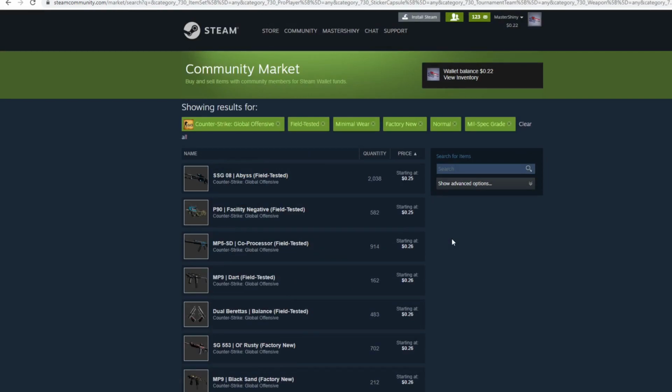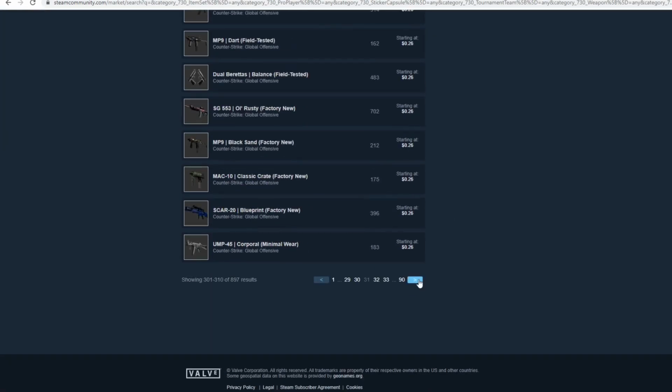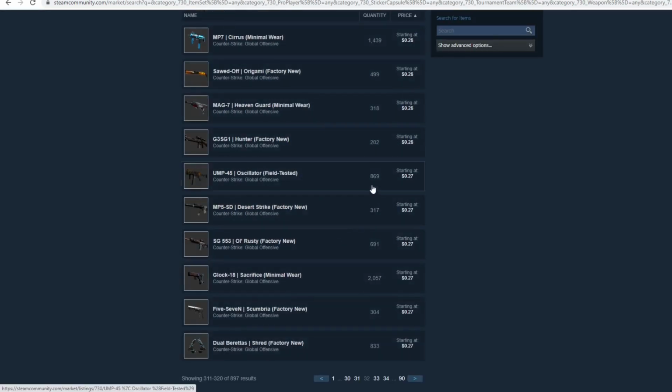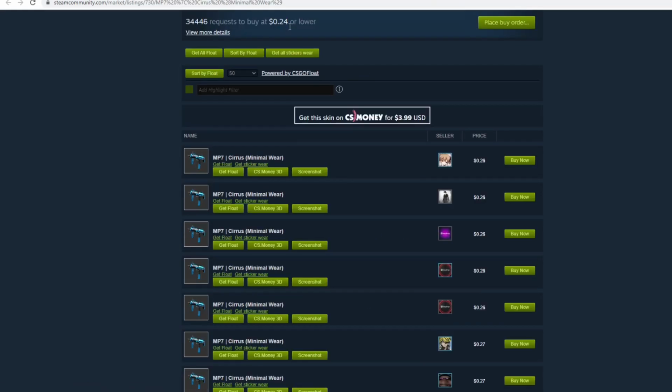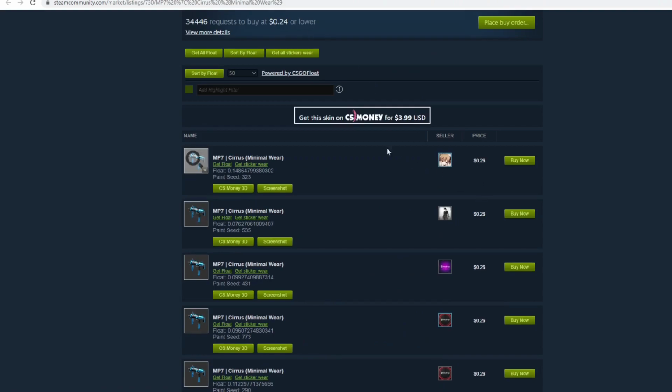So what I like to do just to find these skins is I'll go through the price range of about 20 cents to maybe 30 cents, whatever in your price range at this lower amount. And you're just clicking on all of these, opening them up in new tabs. And I'm just going through, seeing 24 cents and it's selling for 26 cents. That's not good enough for me.